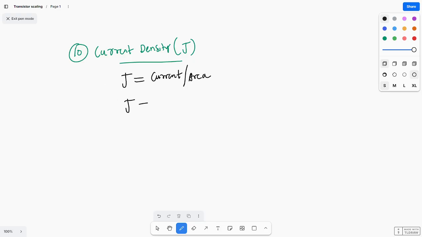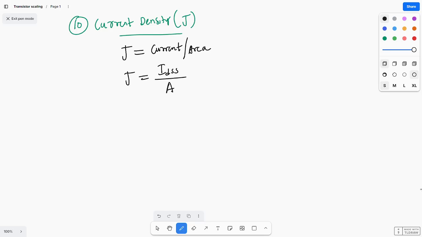So that means J equal to what? J equal to saturation current by A. We already know what the saturation current is. Saturation current IDSS is scaled by 1 by beta. Okay, and area is nothing but W into L, width into length. This is scaled by how much? 1 by alpha square.